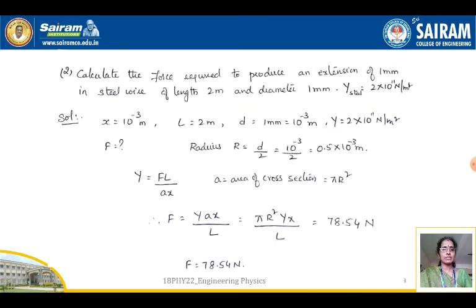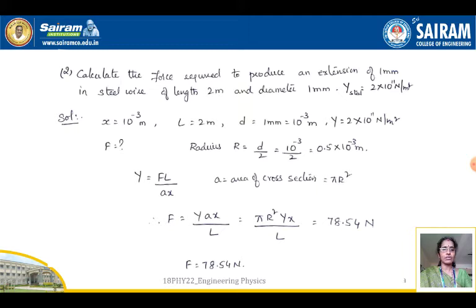Since the diameter has been given, you have to calculate the radius. We know that radius is equal to diameter by 2. So you will be getting 10 to the power of minus 3 by 2, which is 0.5 into 10 to the power of minus 3 meters. And as seen in the previous problem, Y is equal to Fl by Ax, that is the formula for Young's modulus. Y is equal to Fl by Ax.